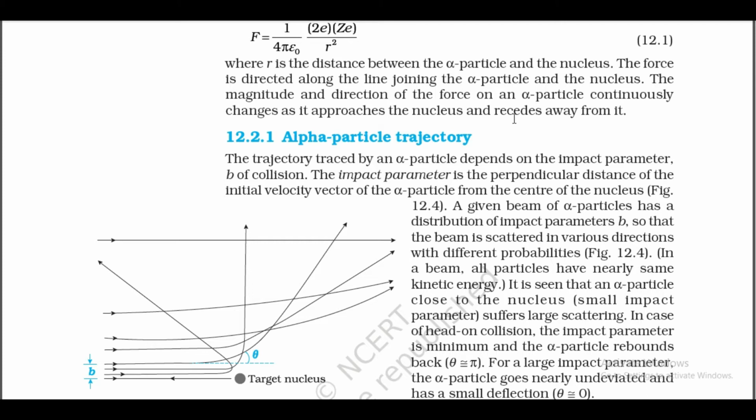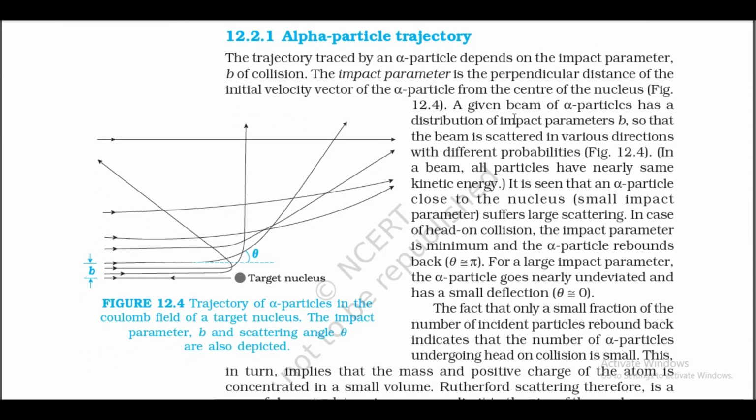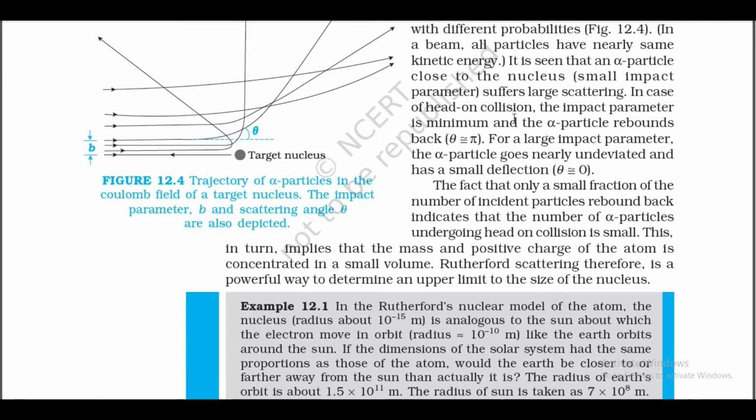It is seen that an alpha particle close to the nucleus, with a small impact parameter, suffers large scattering. In case of a head-on collision, the impact parameter is minimum and the alpha particle rebounds back, theta is equivalent to pi. For a large impact parameter, the alpha particle goes nearly undeviated and has a small deflection, theta is equivalent to 0.